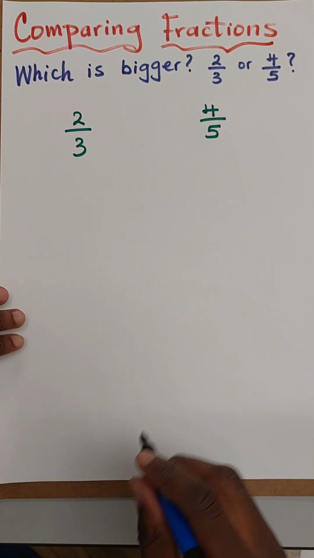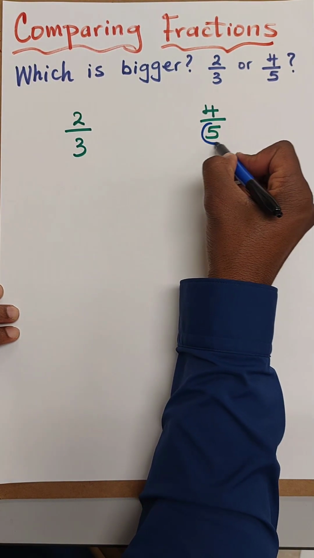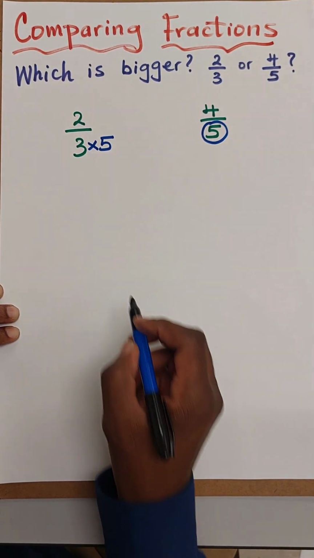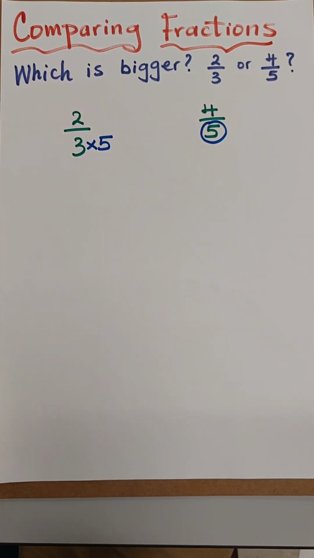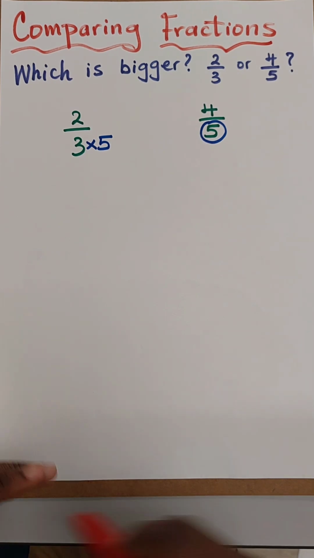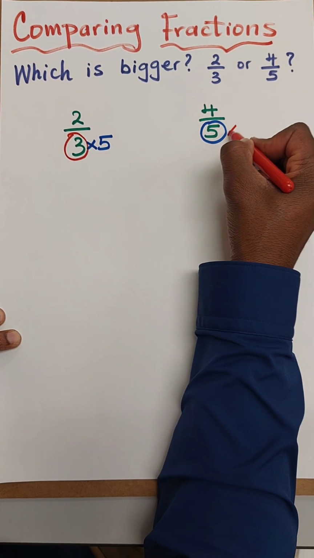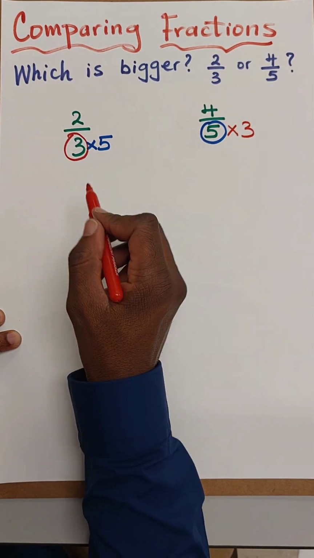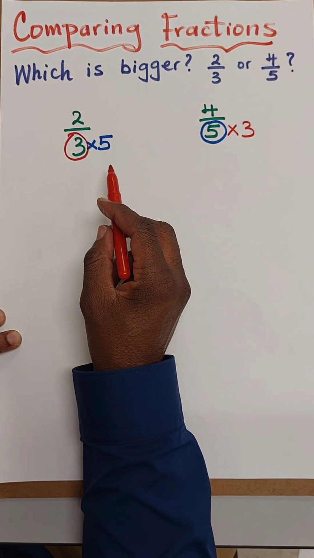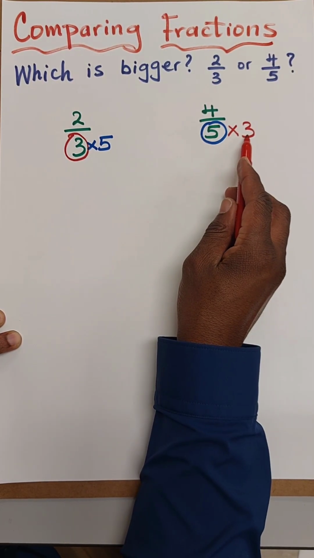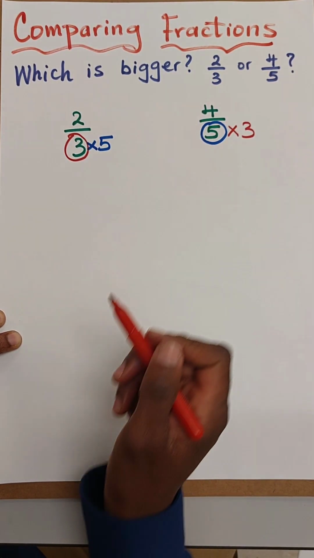Multiplication is commutative, so I will take this 3 and multiply here by 5, okay? Also, I will take this 5 and multiply it here by 3. So am I getting the same denominator? Let's find out. 3 times 5 is 15. 5 times 3 is 15. So I'm getting the same denominator.